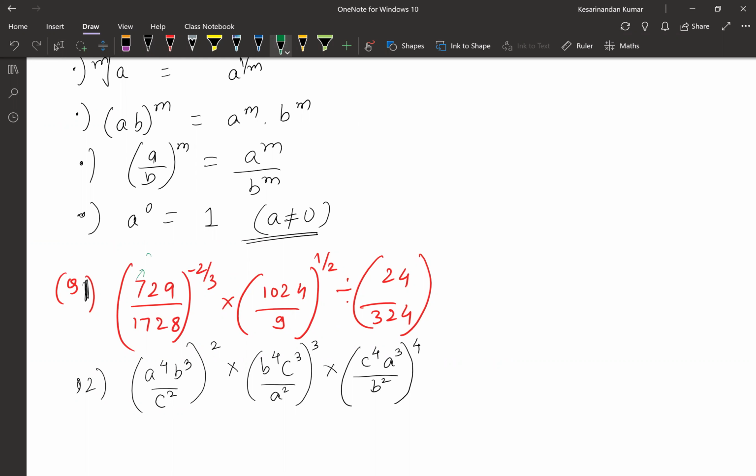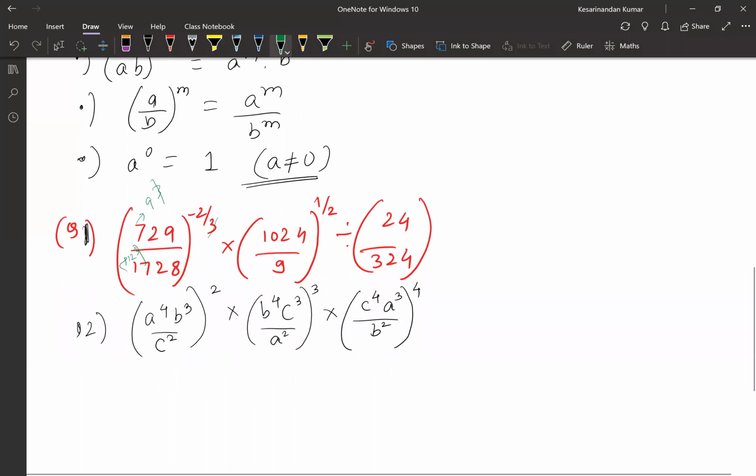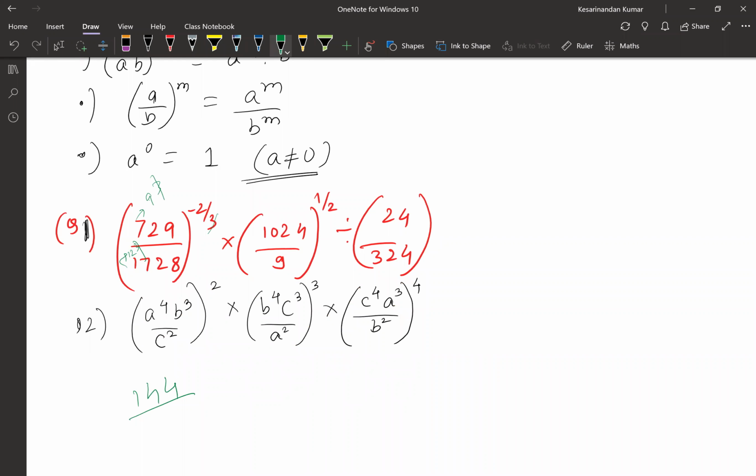This is 9 cubed, this is 12 cubed. So by 1 by 3, this and this will get cancelled. Then we have 9 by 12, inverse it and square it. We get 144 by 81. Similarly, for the second one, we'll get 32 by 3. And division is basically opposite of multiplication. So we get 324 by 24. Cancel all 3's powers and 2's powers, you will get 256. There is no decimal.